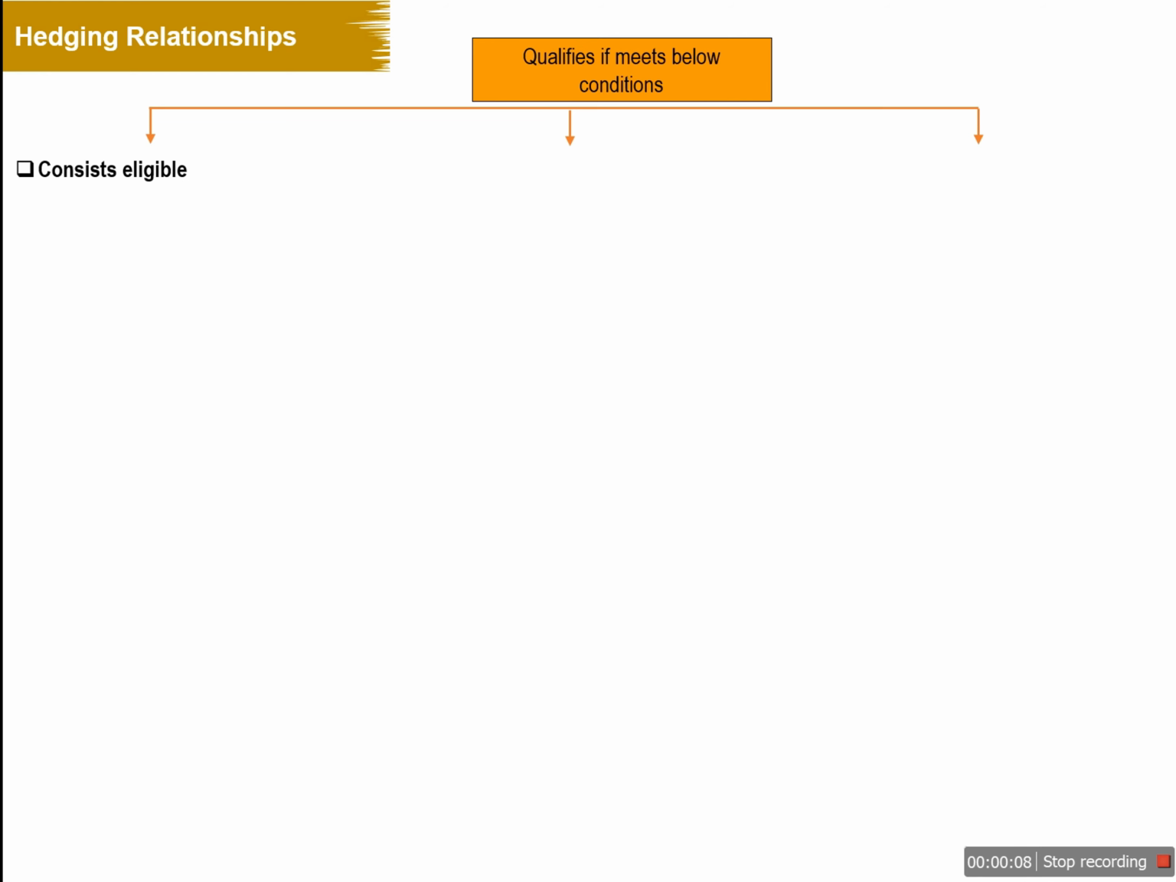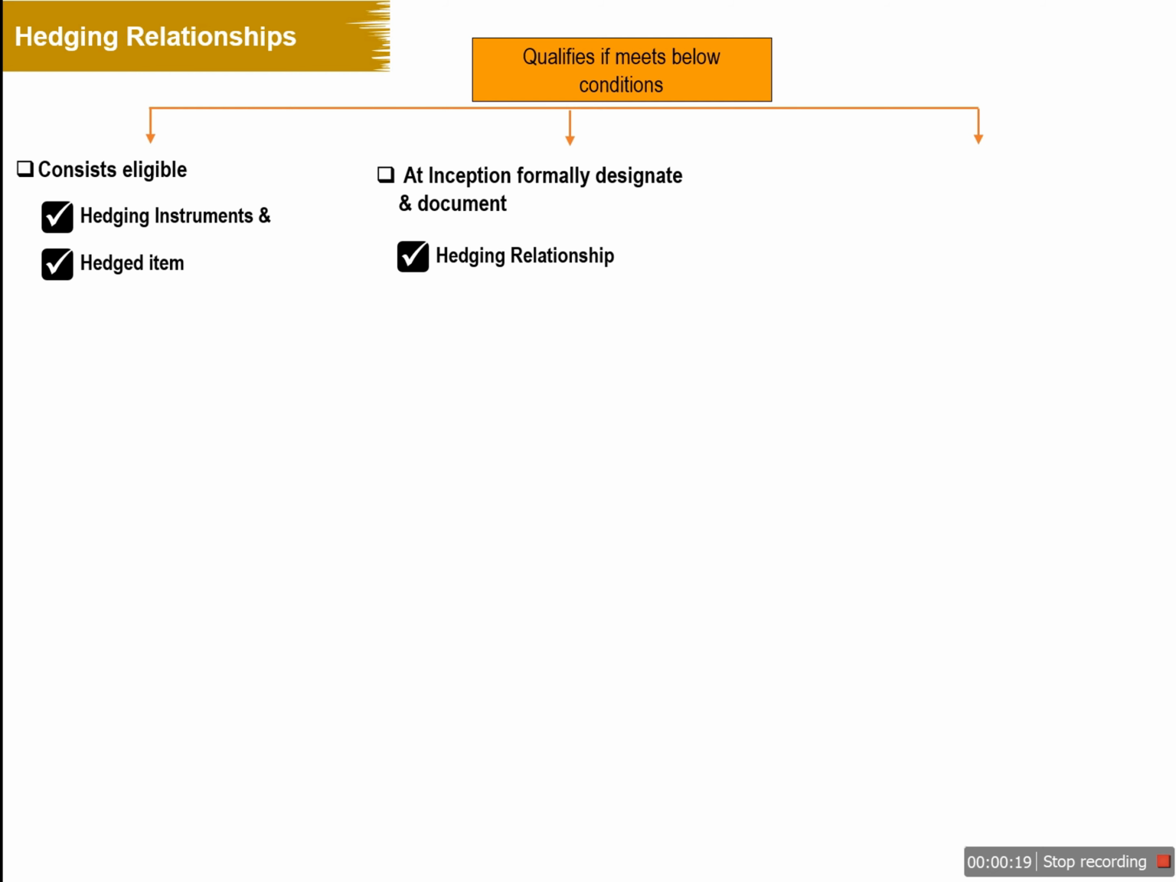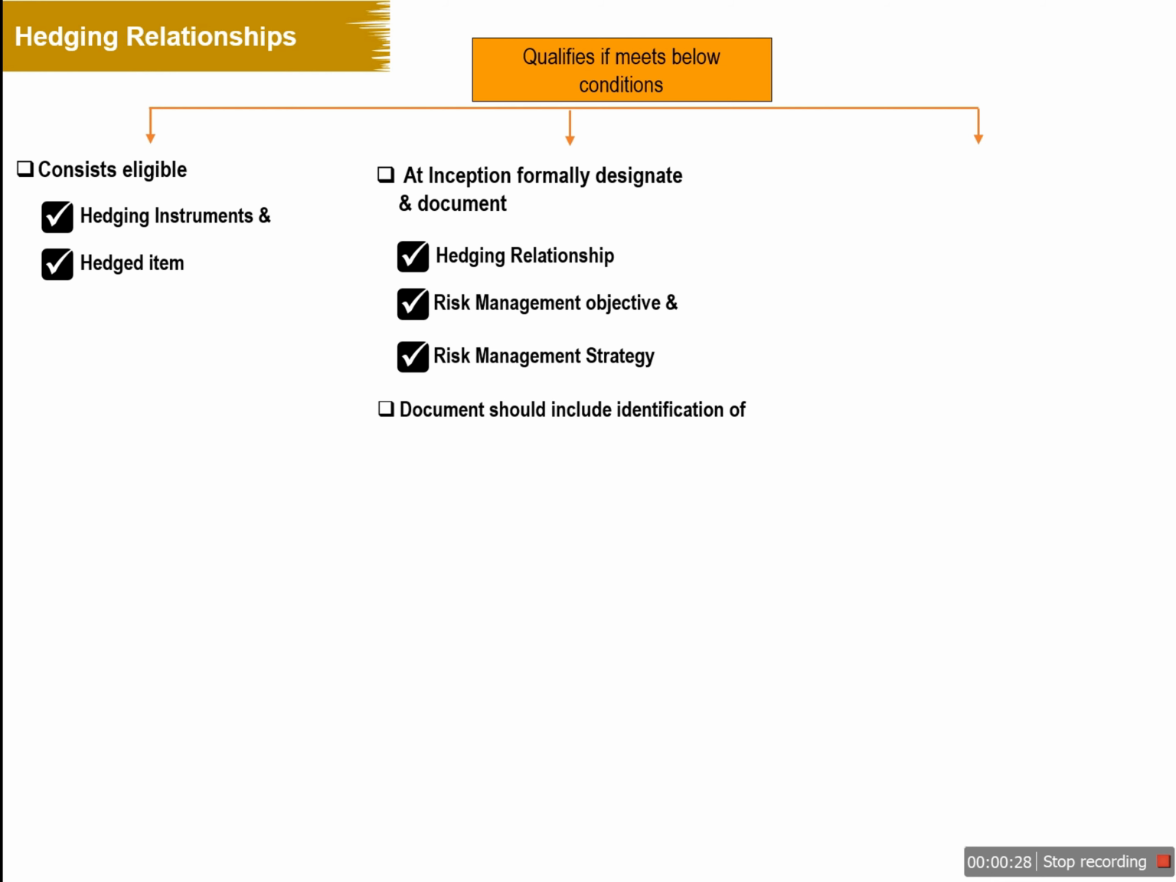Hedging relationships are eligible for hedge accounting only if they meet certain qualifying criteria. For example, it consists of eligible hedging instruments and hedged items. And the entity, at inception, formally designates and documents the hedging relationship, the risk management objective, and the risk management strategy. The entity's documentation should include identification of the hedging instruments, hedged items, and the risk being hedged, and how it is going to assess the relationship of all these things.